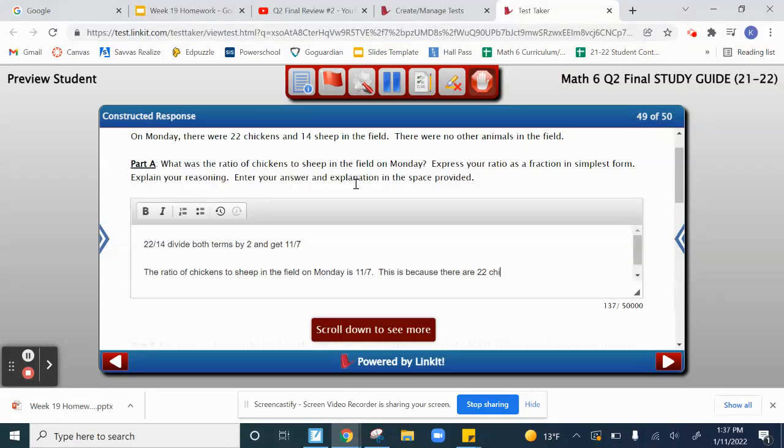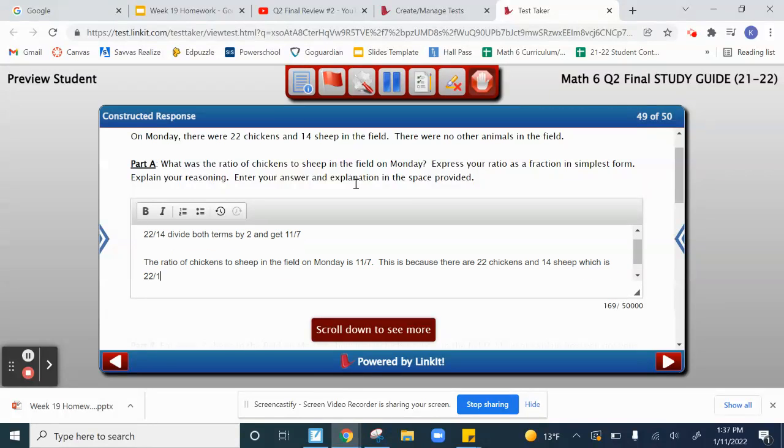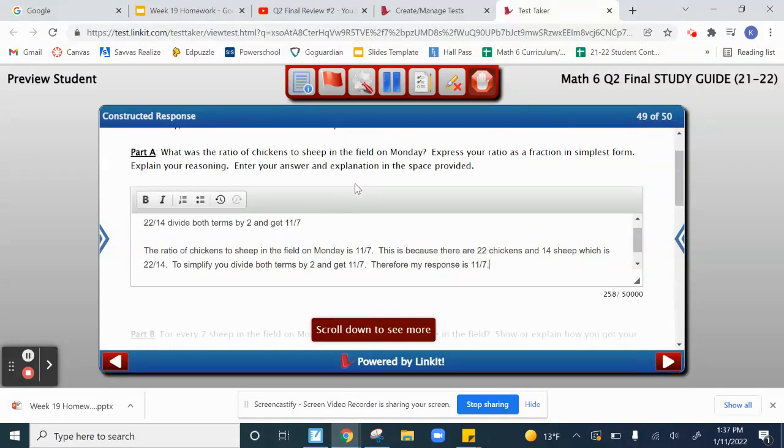there are 22 chickens and 14 sheep, which is 22 over 14. To simplify, you divide both terms by 2 and get 11 over 7. Therefore, my response is 11 over 7. And that's it for part A. All right, let's keep going.